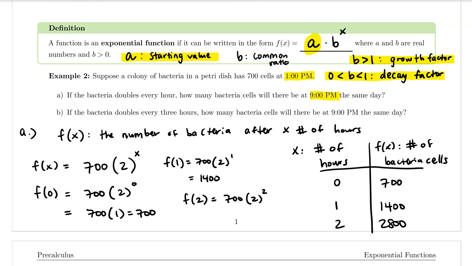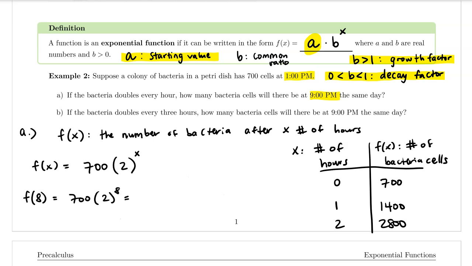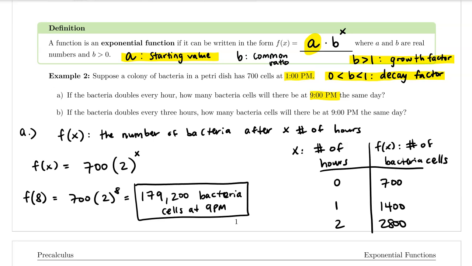So now let's go ahead and answer the question that's being asked of us in part A. So if we plug in 8 into our function, we have f of 8, and I'm just going to throw that into a calculator, and that ends up giving me 179,200 bacteria cells at 9 p.m. So there's our answer for part A.